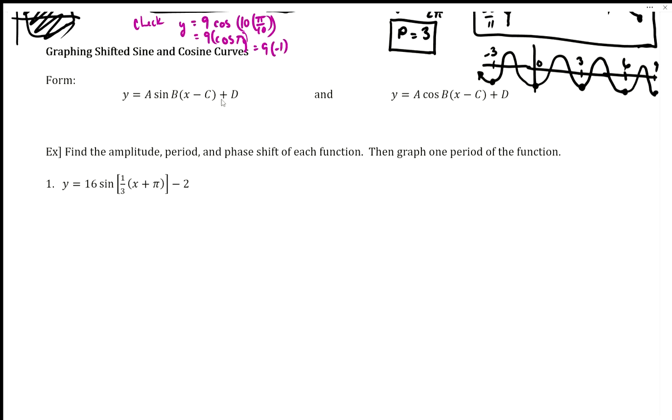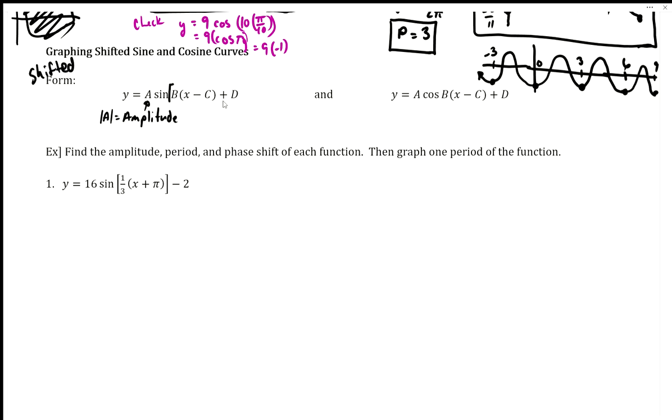So here's our form for a shifted cosine or sine function. Shifted form. The a is still the same, so the absolute value of that will be the amplitude. The b is still the same.